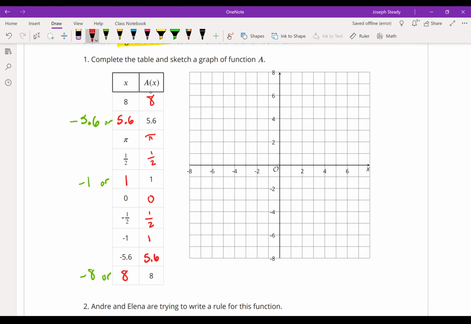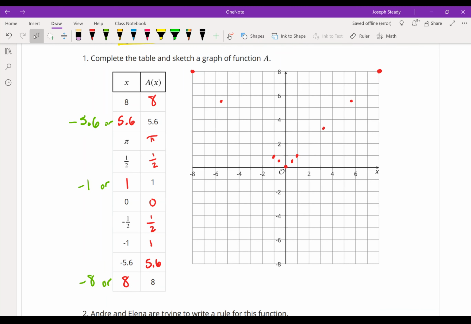So now we're going to go ahead and graph this. We just start plotting points. If the input is 8, the output is 8. If the input is 5.6, which is right around here, then the output is also 5.6. But remember we said there were 2 points that went along with that. Negative 5.6 also lines up with positive 5.6 up there. And we've done this graphing before, so again I'm going to pause and jump ahead a little bit.